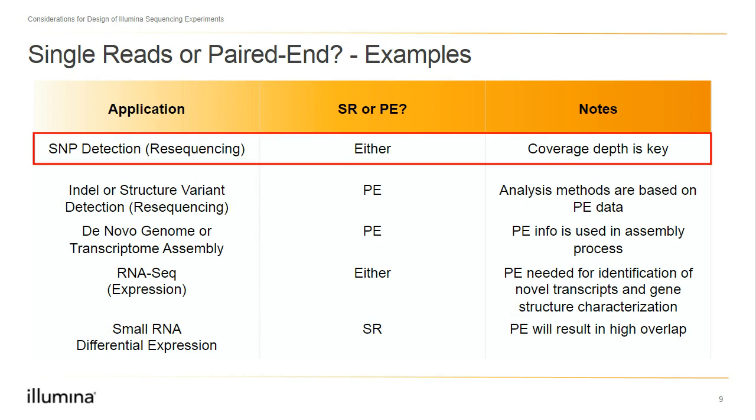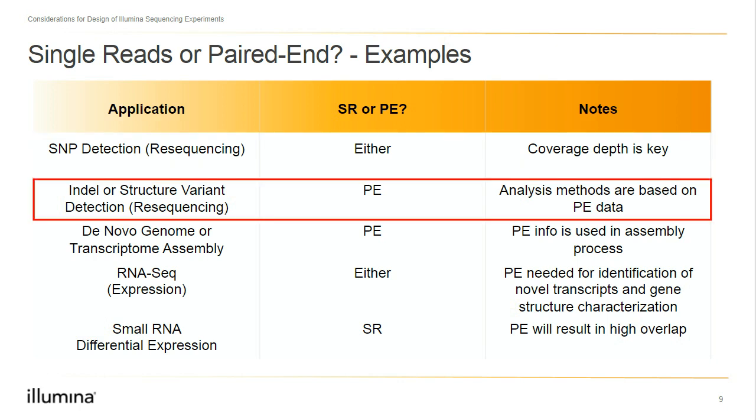For SNP detection or simple resequencing, we can use either paired end or single end. The key factor here really is the depth of coverage. One intrinsic advantage of paired end reads is that you get twice as much data if the reads do not overlap. However, this may not be required for your experiment. So if you get enough from single 100 base pair reads, let's say, then it is not necessary to use paired end.